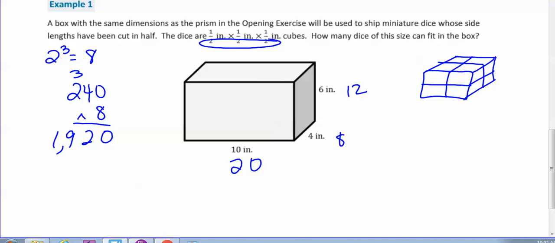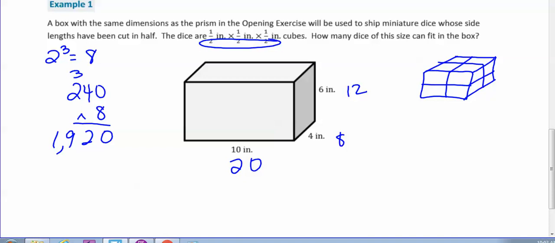If they're 2 inches wide, how many boxes would it take here? Jose's going 2 to me, but he's not saying it. So 2 inches, 4 divided by 2 would be 2 boxes, right? 6 inches divided by 2 would be 3. So we would have 5 times 2 times 3. So 5 times 6 is 30. Yeah, it would take 30 2 inch by 2 inch by 2 inch cubes to fill that same space.